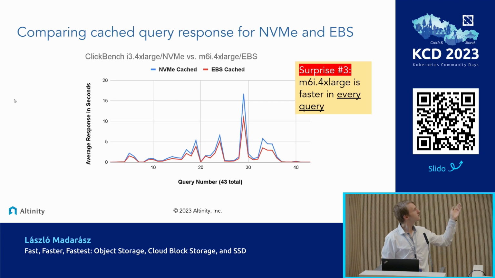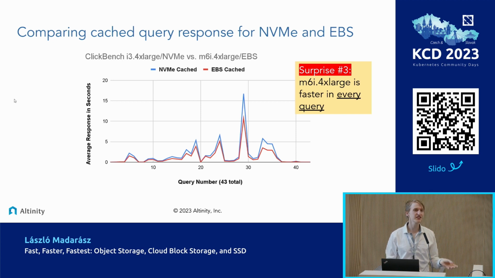So these are the last two results that we have seen, put next to each other. Both of them are cached. The blue one is NVMe, the red one is the block storage. And the surprise here is that the block storage is actually not slower, but faster in all of those queries, which is the exact opposite of what we expected.